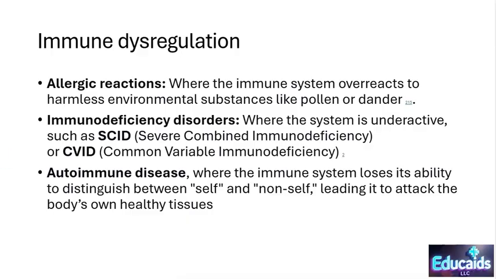Immune dysregulation, we kind of touched on this already. We've got allergic reactions, where the immune system overreacts to harmless environmental substances like pollen or dander. Immune deficiency disorders, think of HIV or AIDS, where the system is underactive and not working like it should. Autoimmune diseases, where the immune system loses the ability to distinguish self from non-self, leading to an attack of the body's own tissues.